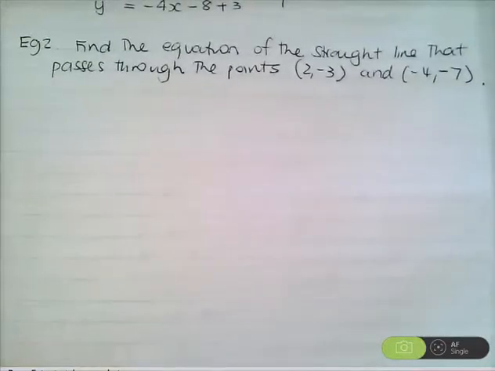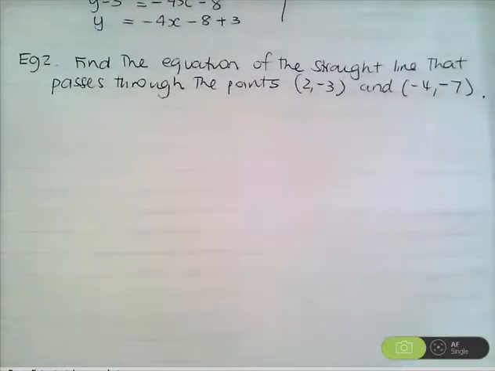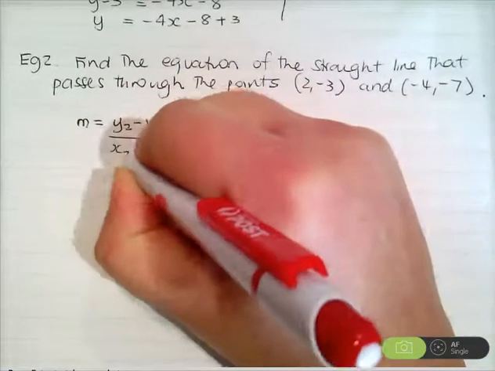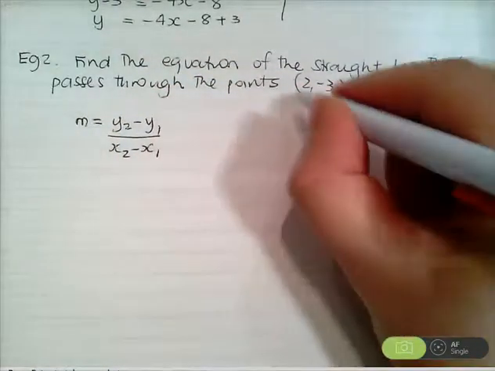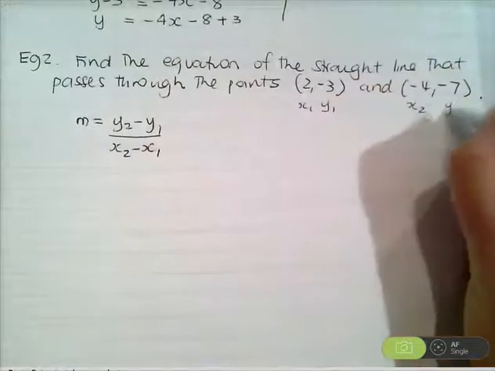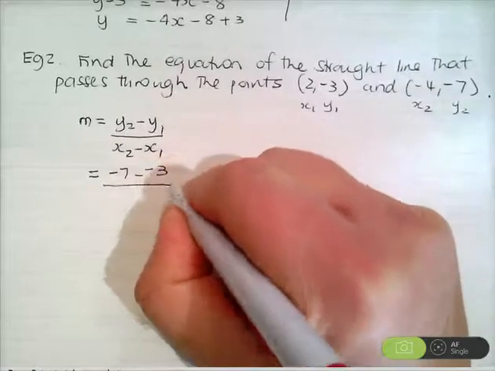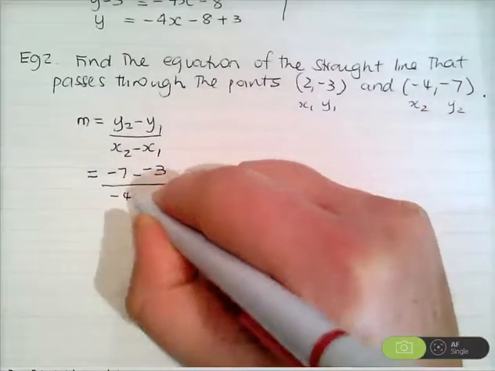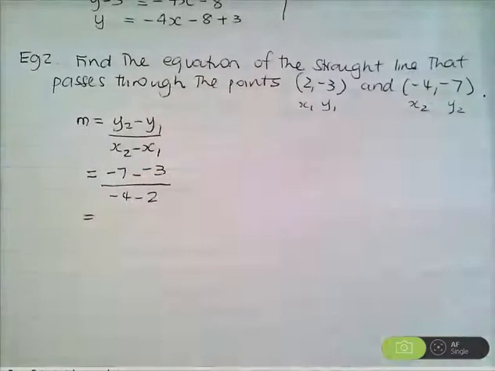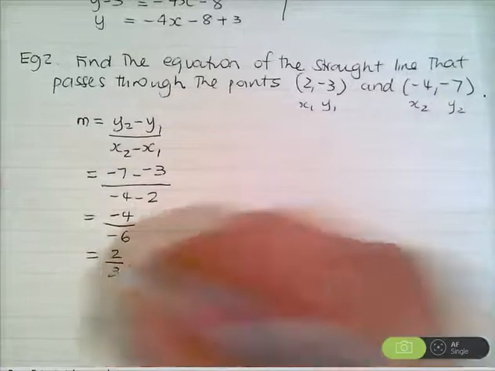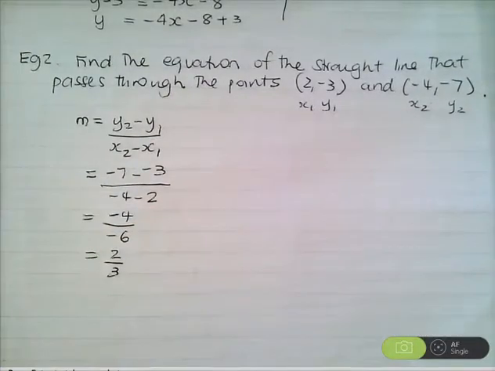Our second question here is to find the equation of the straight line that passes through these 2 points. Now, as I said, I do not use the 2-point formula. I use the point gradient formula. So what I'm going to do first is work out the gradient of the line joining those 2 points. I'm going to call this x1, y1, x2, y2. So my gradient is -7 minus -3 over -4 minus 2, and we get -7 plus 3, which is -4, and -4 minus 2 is -6. Simplifying that, we get positive 2/3 because it's a negative divided by a negative.